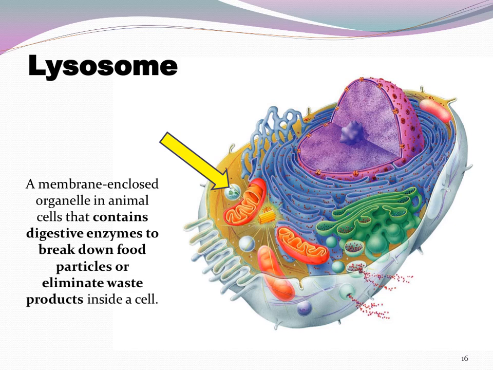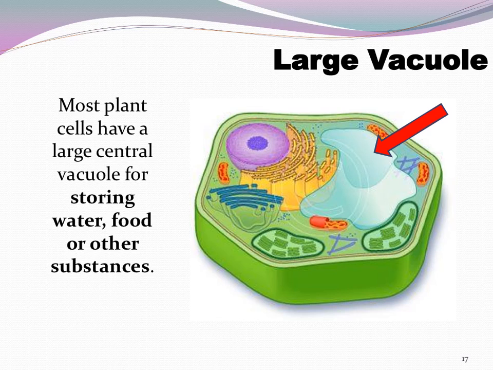This arrow is pointing to a lysosome. Lysosomes are membrane-enclosed organelles in animal cells. They contain digestive enzymes to break down food, particles, or eliminate waste from the cell. Here you can see a plant cell with a very large central vacuole. Again, these vacuoles are for storing water, food, or other substances.